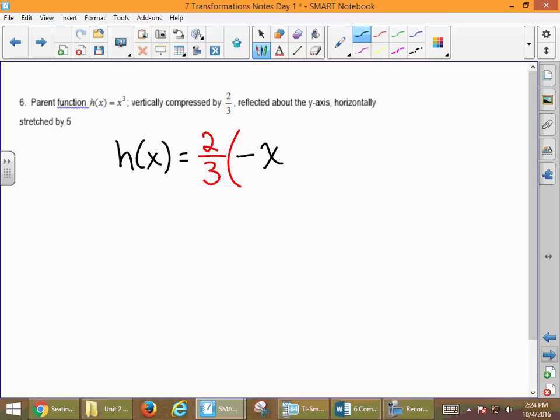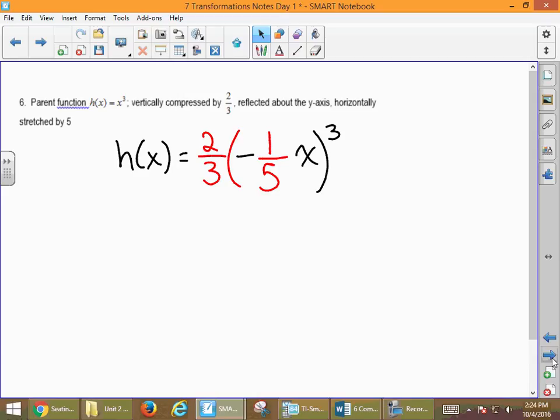Well, the horizontal stretch or compress is on the inside of the function, so I'm not doing very well in terms of erasing, because I need to erase. If it's horizontally stretched by 5, remember that we need to take the reciprocal of 5, which is 1/5, that's the horizontal stretched part of the function. And then we can get our cubic function there. 2/3, vertically compressed, negative, reflects about the y-axis. Horizontal stretch by a factor of 5 is the 1/5.